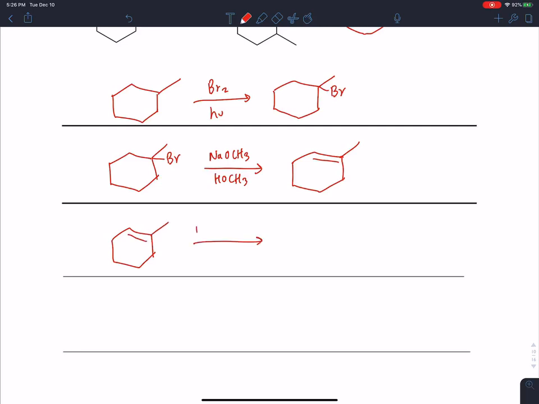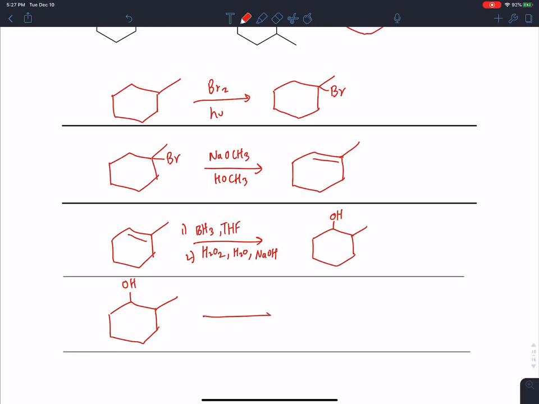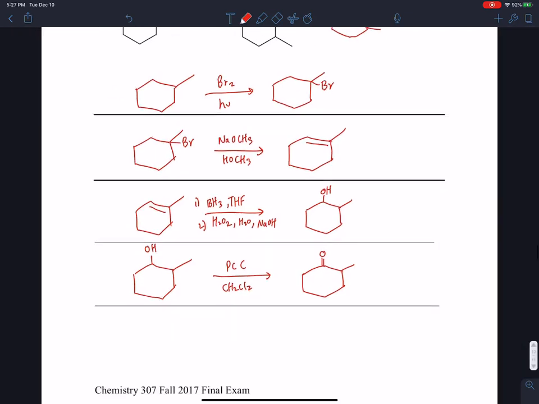So that's hydroboration: BH3 THF, then H2O2, water, and NaOH. That will make this. And at this point, you can just do PCC, Swern, DMP, all that stuff. If you had any other way, feel free to email me to ask how you did it, and I'll let you know if you did it right.